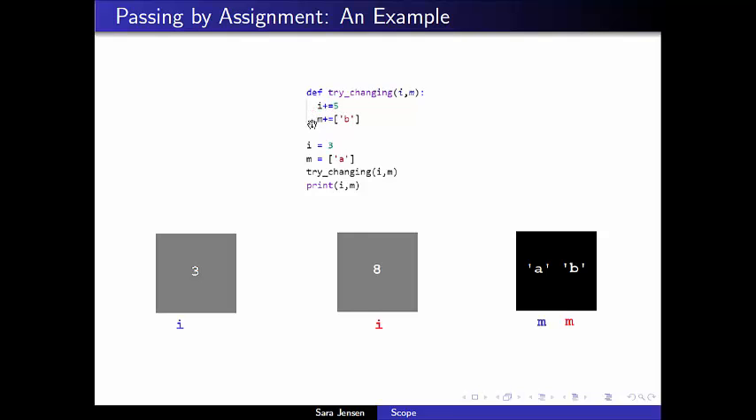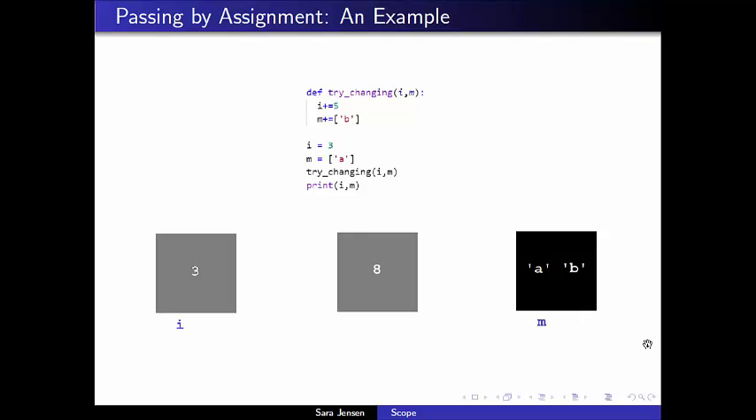So when the flow of control returns to this line of code, the local variables disappear as they are no longer part of the global scope. This location of 8 in memory still exists, but is no longer relevant to us. And now when we print the global values of I and M, this global I is unchanged in its position of 3, while this global M, our mutable object, has been changed because it was pointing to the same location in memory as the local object M the whole time.